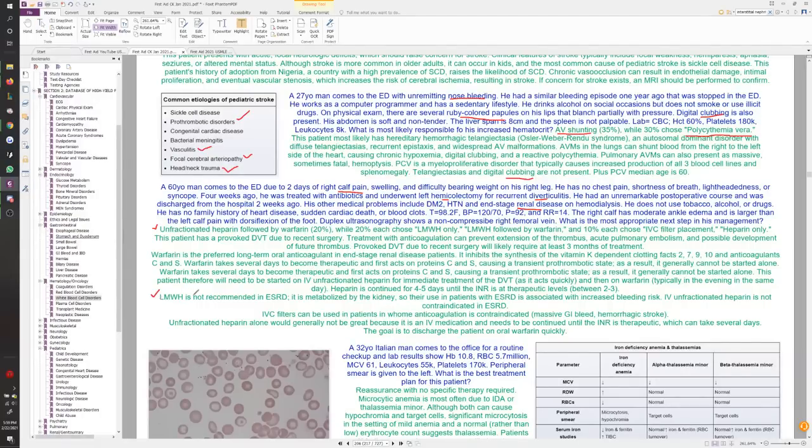Right? So LMWH is not recommended in end-stage renal disease. Warfarin is actually preferred in end-stage renal disease. And unfractionated heparin is the better one to pick. LMWH is bad in end-stage renal disease because it's actually metabolized by the kidney. So their use in patients with end-stage renal disease is actually associated with increased bleeding risk because they're essentially going to overdose. Right? IV unfractionated heparin is not contraindicated in end-stage renal disease.